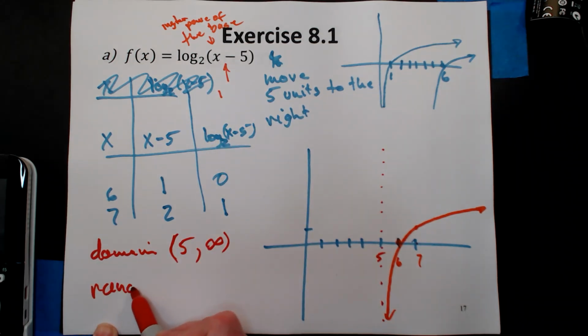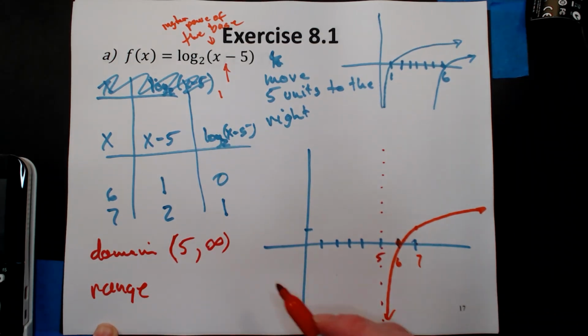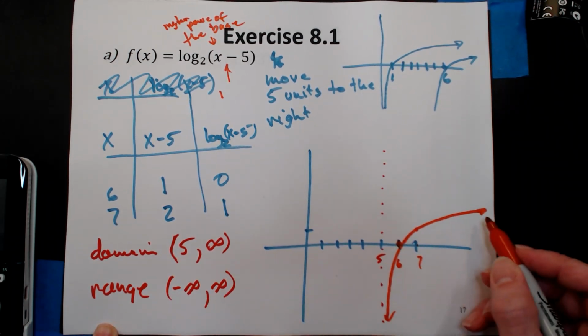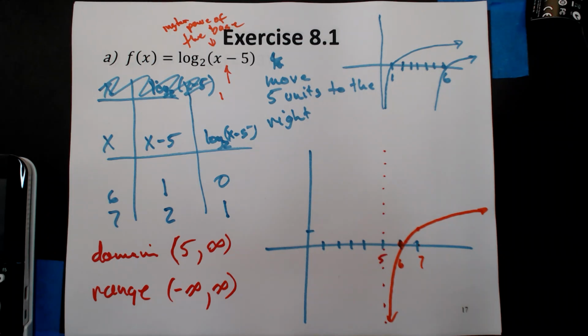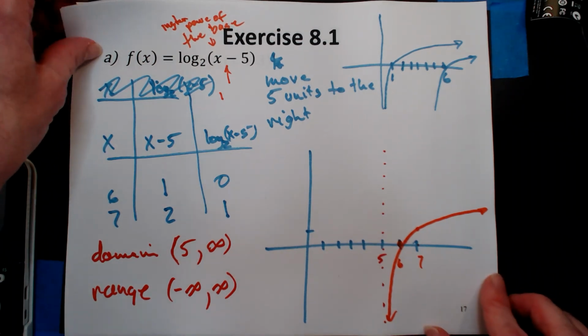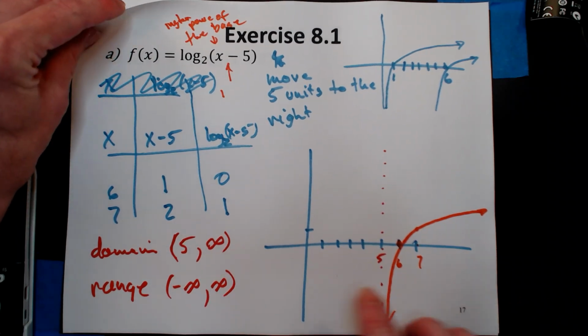And the range, well, I'm just going to get all real numbers back out because it goes down forever and it's going to eventually go up forever. It takes an extraordinarily long time to get to infinity. An infinite amount of time actually, but it'll eventually get there. So that's our range.